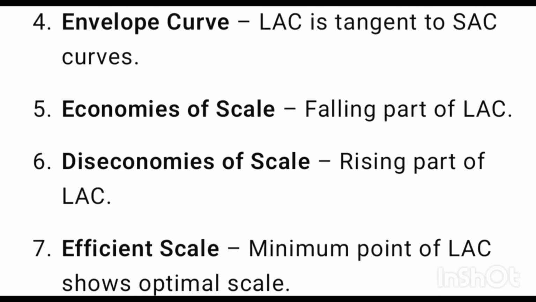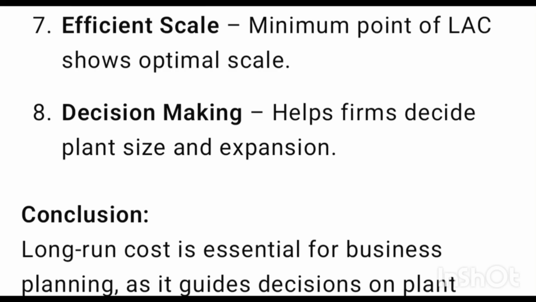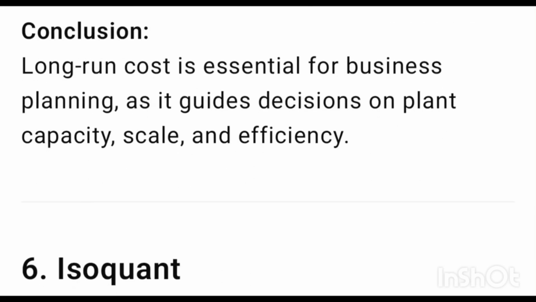4. Envelope curve. LAC is tangent to SAC curves. 5. Economies of scale. Falling part of LAC. 6. Diseconomies of scale. Rising part of LAC. 7. Efficient scale. Minimum point of LAC shows optimal scale. 8. Decision making. Helps firms decide plant size and expansion. Conclusion. Long-run cost is essential for business planning as it guides decisions on plant capacity, scale, and efficiency.